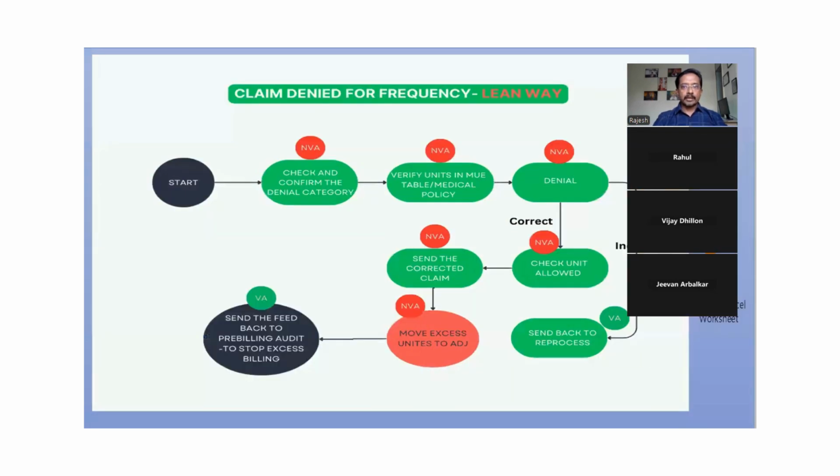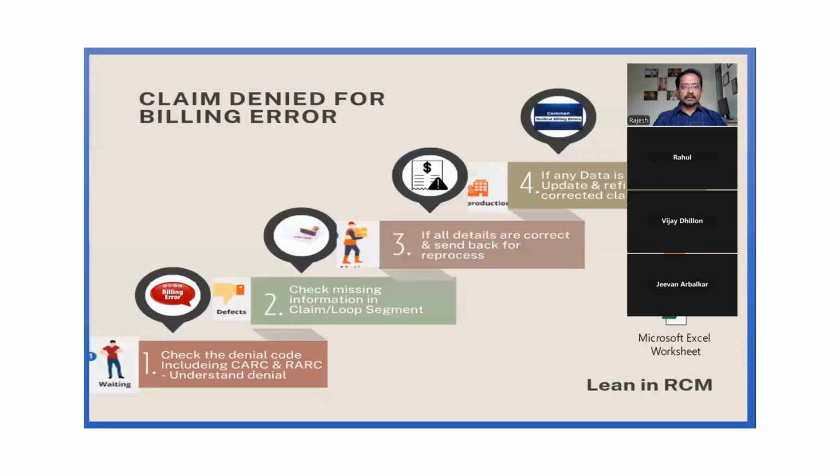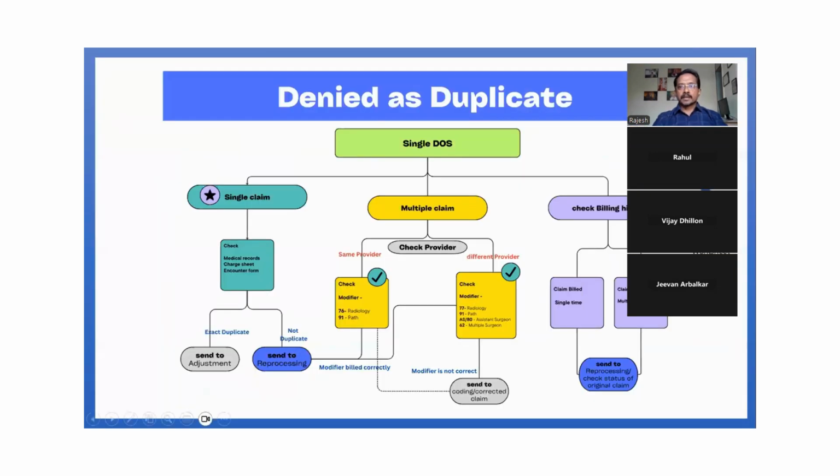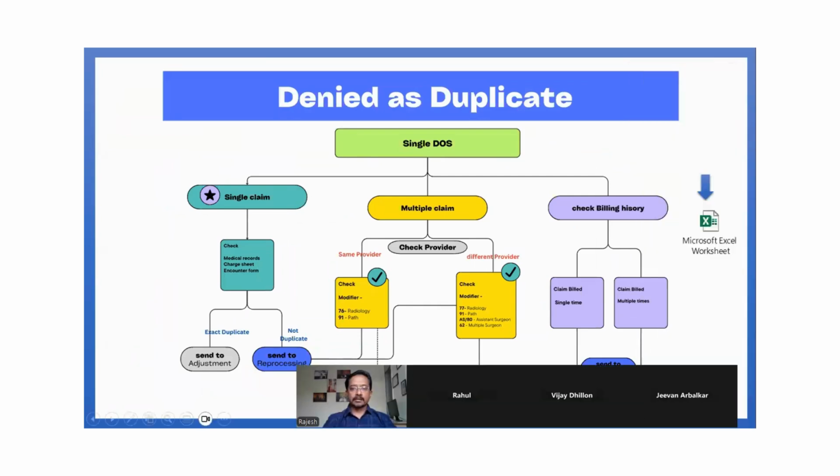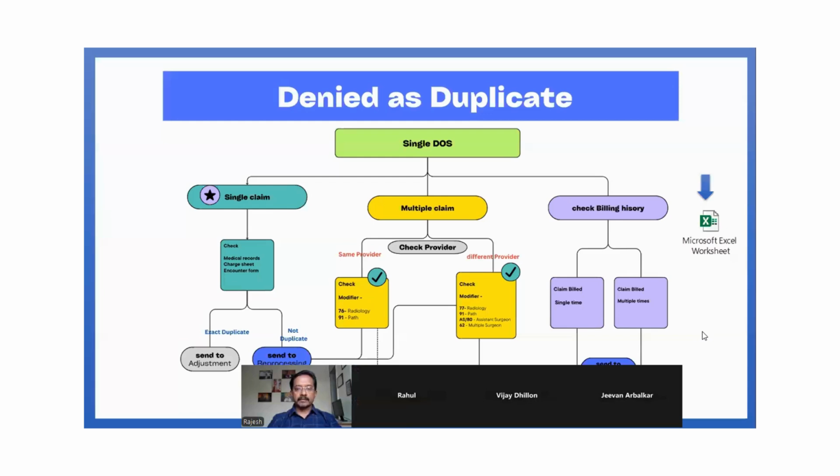So this is the denial which we are going to see: the duplicate denial. How are we going to work on this particular duplicate denial? The duplicate denial is very simple, as you consider. This is a very, very easy denial which we can work on, but there is a little tricky part to it.